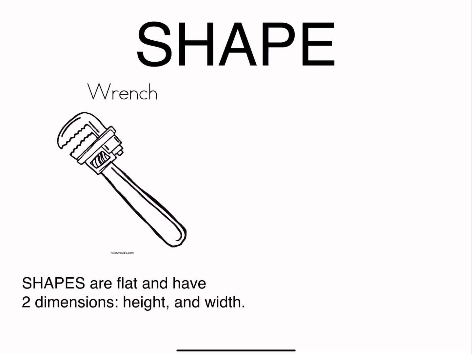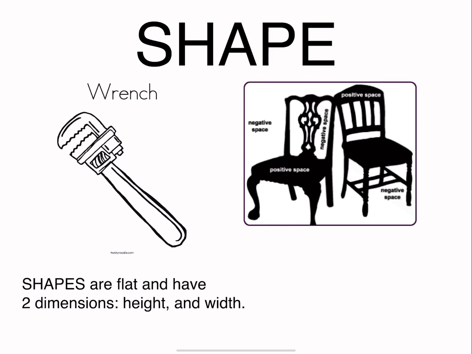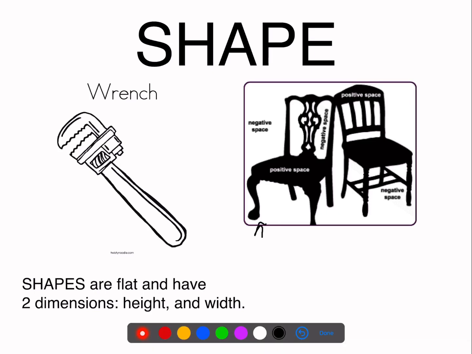The next element of design that we're going to be learning about is shape. Shape is two-dimensional. It's flat. It only has height and width. And with shape, we can have positive and negative shapes in our work. You might also hear the term positive space and negative space. The positive shape in the picture on the right is the chair. The negative space is the area that surrounds the chair.